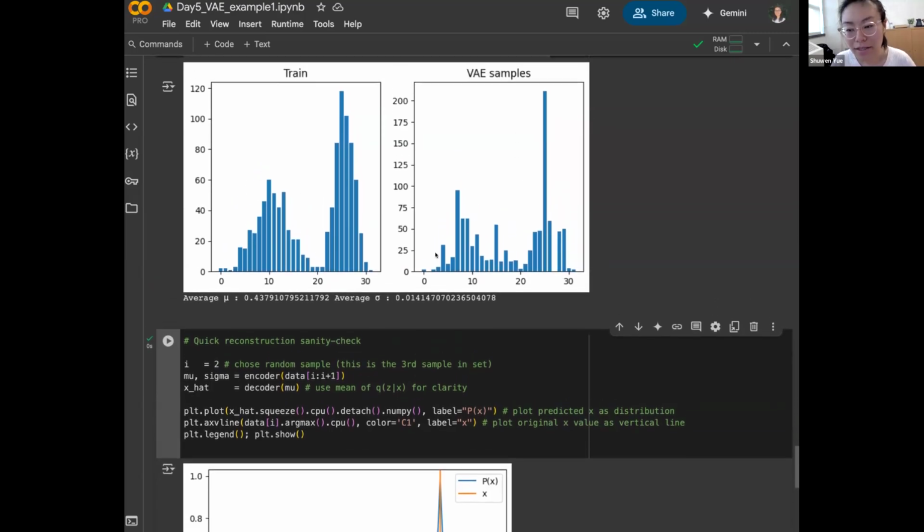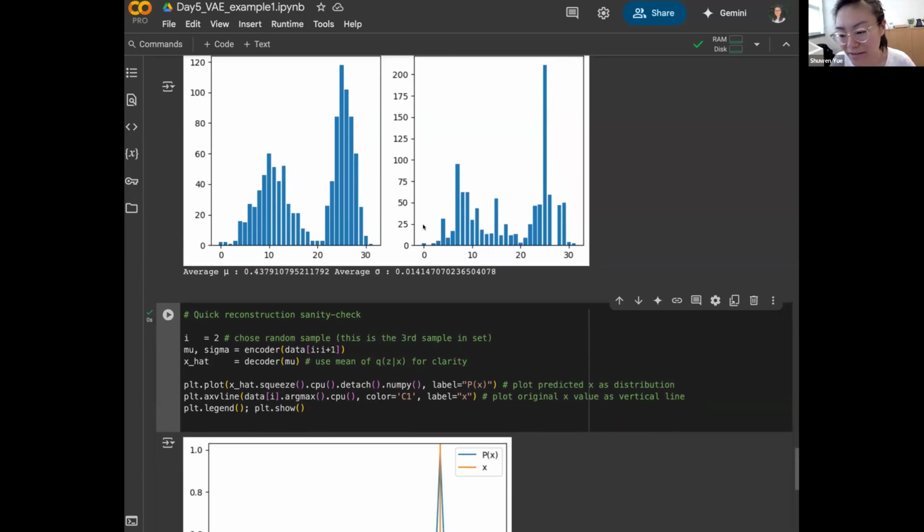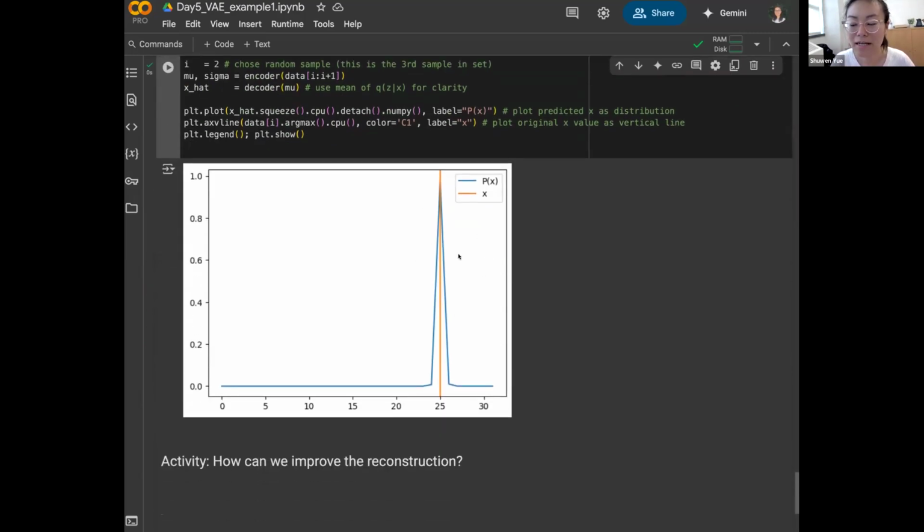So basically we have no regularization in this case, or not very much, but we can get perfect reconstruction loss.